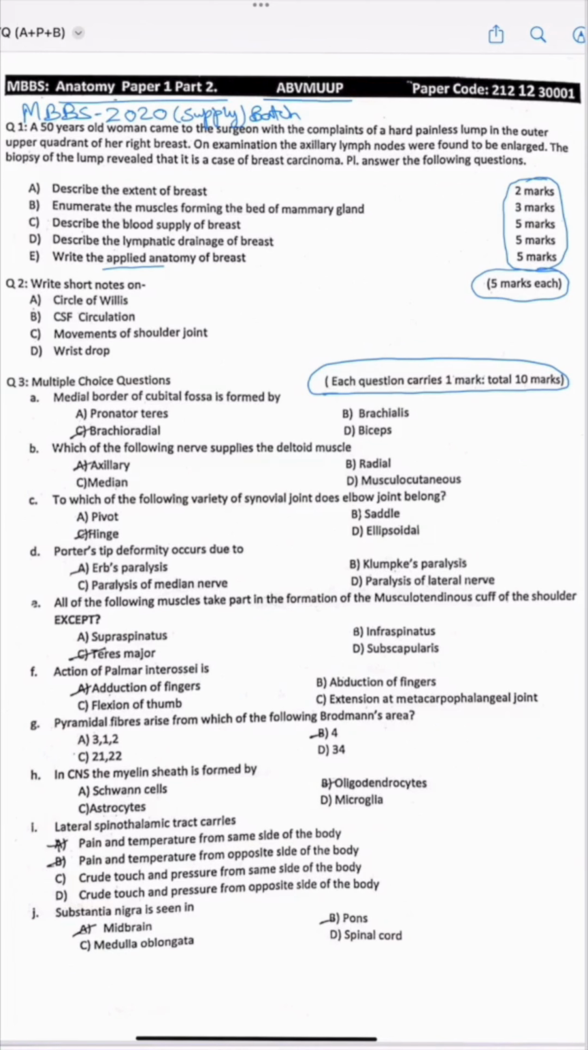So if you combine this movement in this order, it will form an arc. That's called circumduction. This movement is only possible at ball and socket joints.